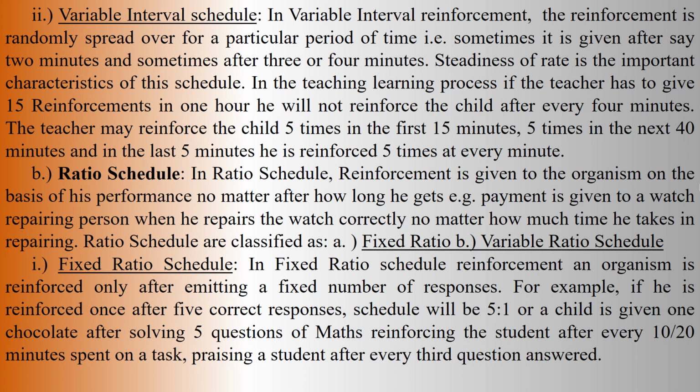Fixed ratio schedule. In fixed ratio schedule, an organism is reinforced only after emitting a fixed number of responses. For example, if he is reinforced once after 5 correct responses, the schedule will be 5:1, or a child is given 1 chocolate after solving 5 questions of maths, reinforcing the student after every 10 to 20 minutes spent on a task, praising a student after every third question answered.